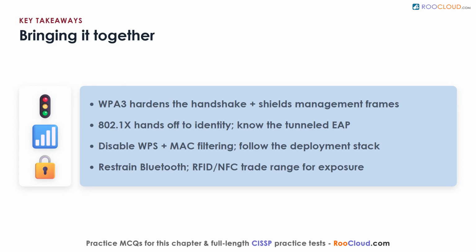Plan antennas, use captive portals, and follow the layered deployment checklist. Beyond Wi-Fi, understand how spectrum is shared, why Bluetooth needs restraint, and how short-range tags trade range for both convenience and exposure. In the final part, we turn to the attacks that target wireless directly.